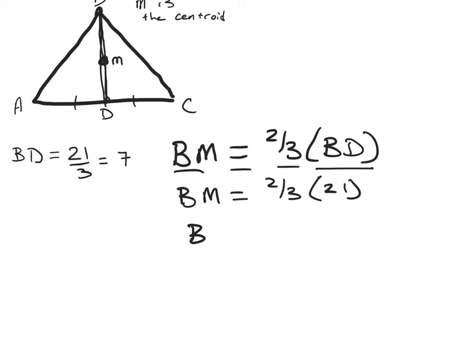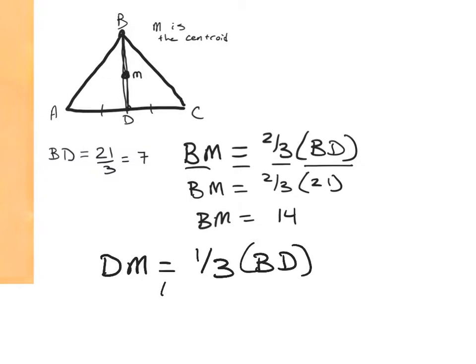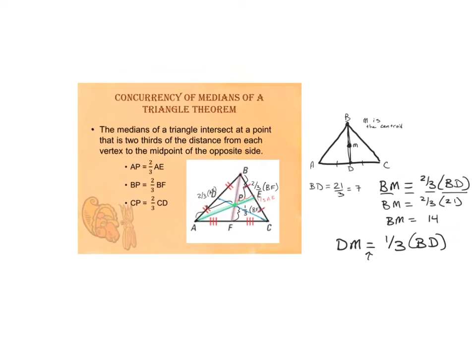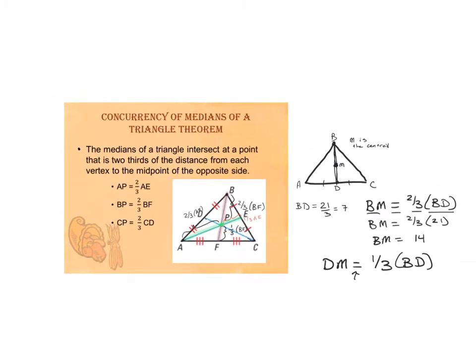Now, does it end up with a variable in there? Sure. In this case, we can do it very easily. 2/3 of 21 is 14. But let's do this. DM, that piece on the bottom, is not 2/3 of BD. It is 1/3 of BD. So notice how we just make the equation by saying it. DM is 1/3 of BD, in which case we can find that remaining piece there. So that's what it does, it helps us find the length of things, and we're going to do an example in just a moment.